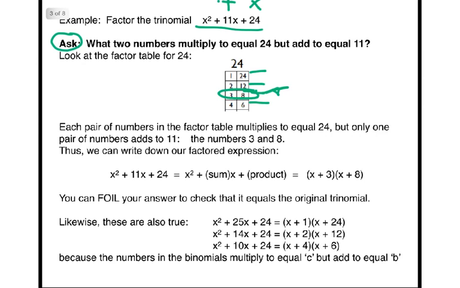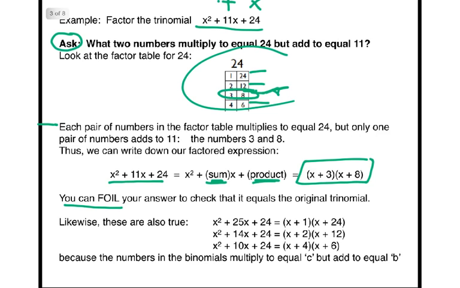So, each pair of numbers in the factor table multiplies to equal 24, but only one pair of numbers adds to make 11, the numbers 3 and 8. Thus, we can write down our factored expression. X squared plus 11x plus 24 is equal to x squared plus what two numbers add to make 11, but what two numbers multiply to make 24? The answer is 3 and 8, so we write down x plus 3 times x plus 8. You can and should FOIL your answer to check that it equals the original trinomial.